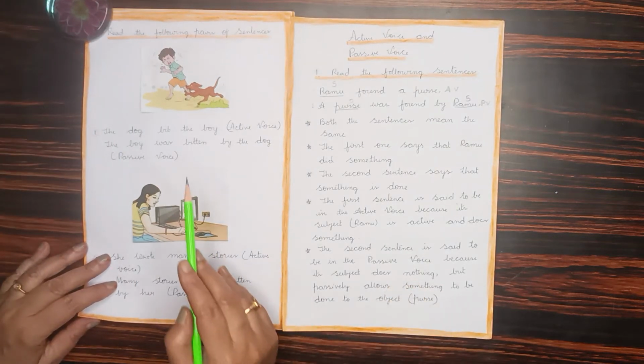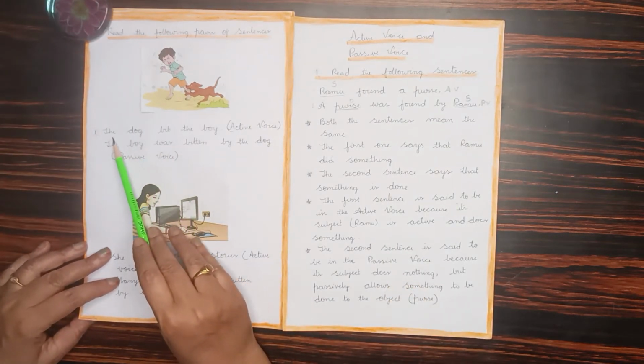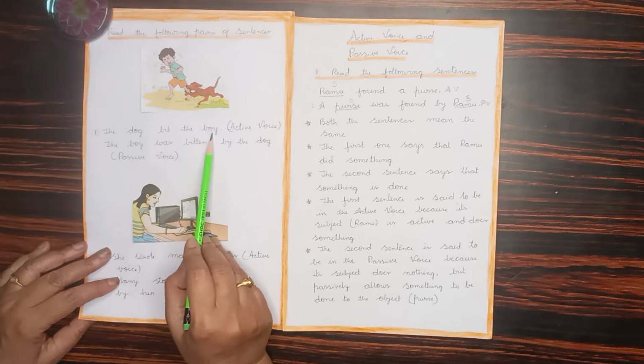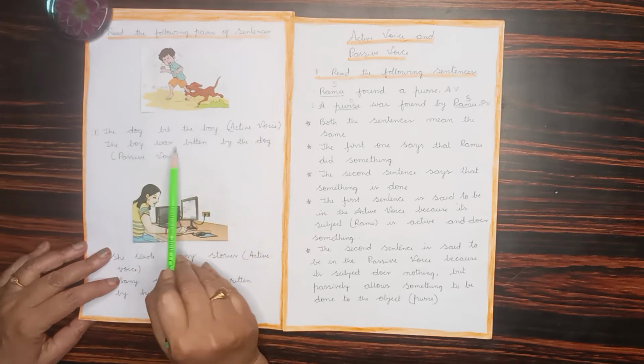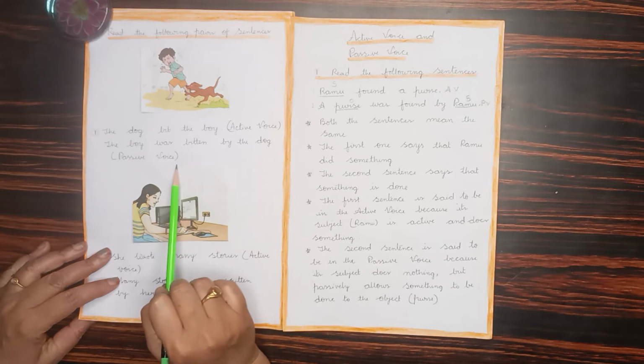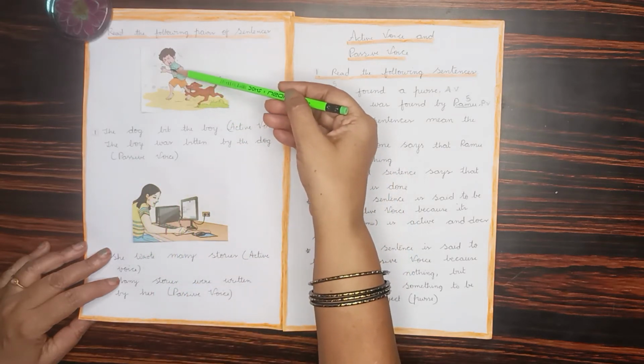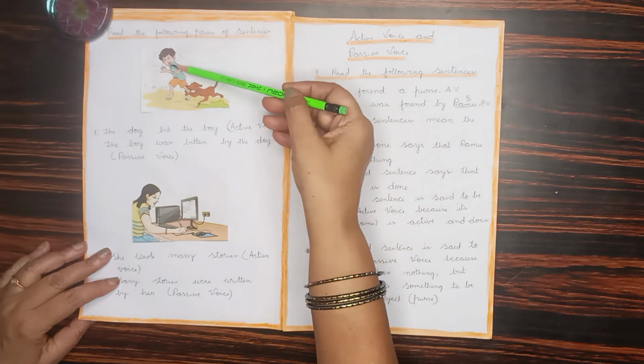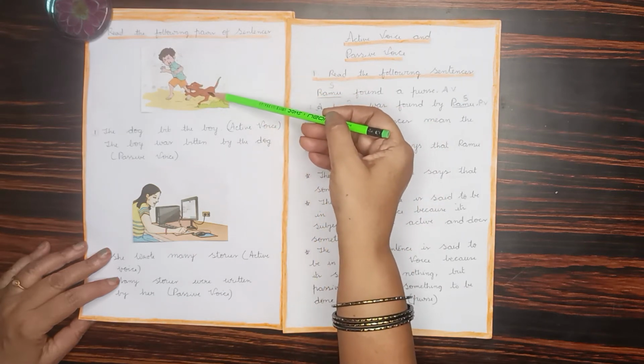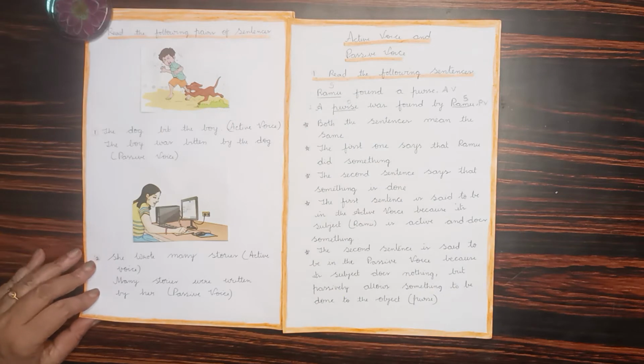Read the following pairs of sentences. The dog bit the boy, active voice. The boy was bitten by the dog, passive voice. I once again repeat. The dog bit the boy, active voice. The boy was bitten by the dog, passive voice.